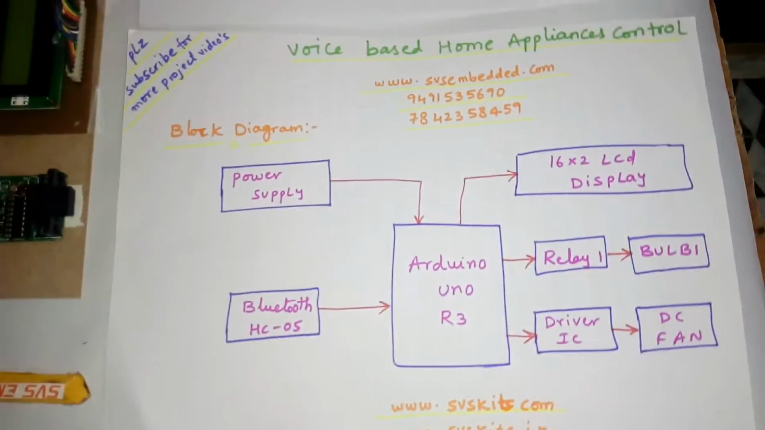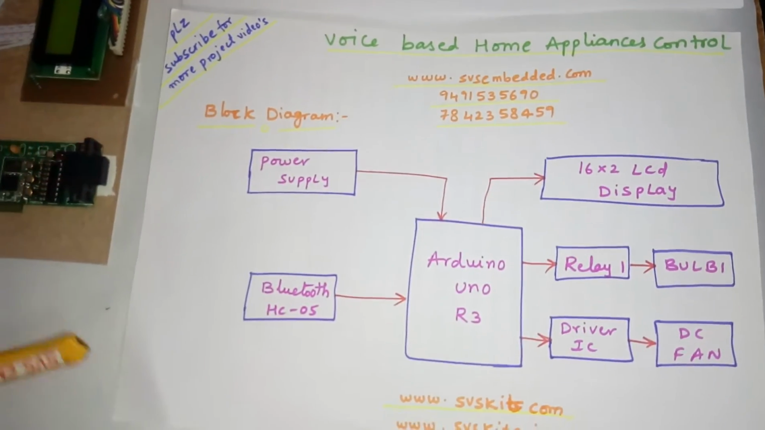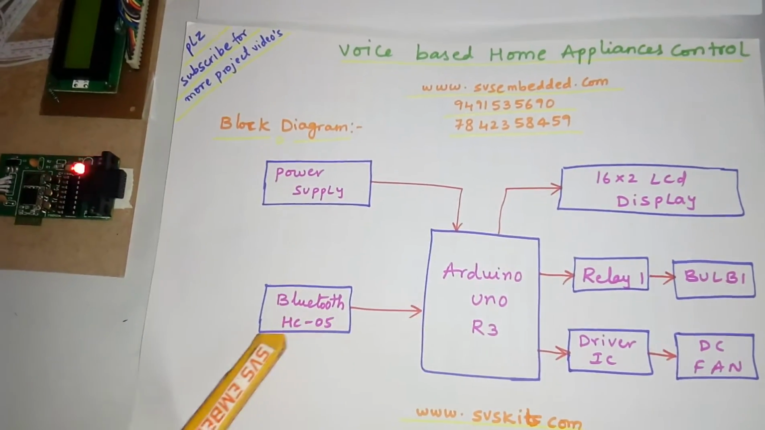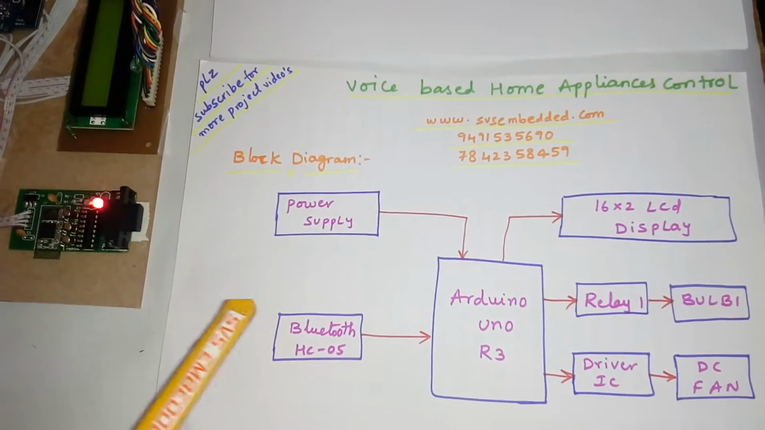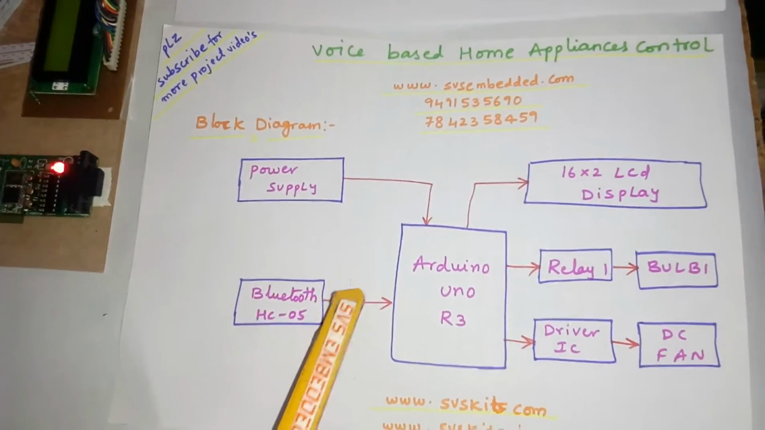The project title is Voice-based Home Appliances Control. Here I am using an Arduino Uno R3 and one HC05 Bluetooth module. Now I am using an AMR_voice app, an Android app from the Google Play Store.